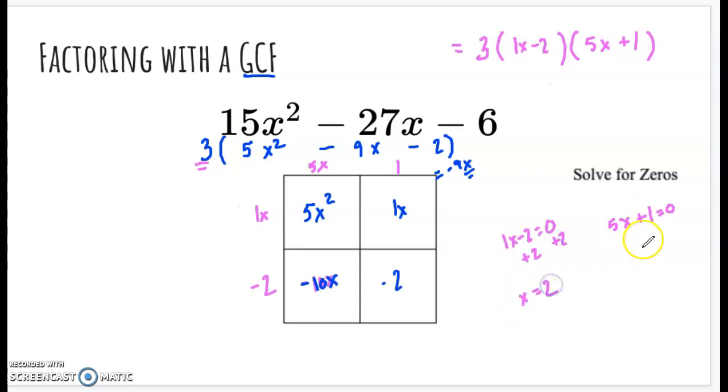X equals 2 over here, and then minus 1. So I've got 5x equals -1, divide both sides by 5, so x equals negative 1/5. All right, and there's my factor pairs.